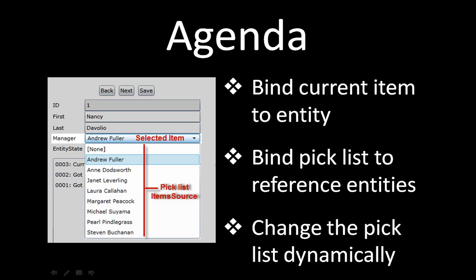We will learn how to bind that selected item in the combo box to the manager property of the employee. We will learn how to populate the combo box by binding its item source to a completely different collection of reference entities. And then, as a kind of bonus, we're going to learn how we can actually change the list in the drop-down as we move with the back and next buttons from one employee to the next.